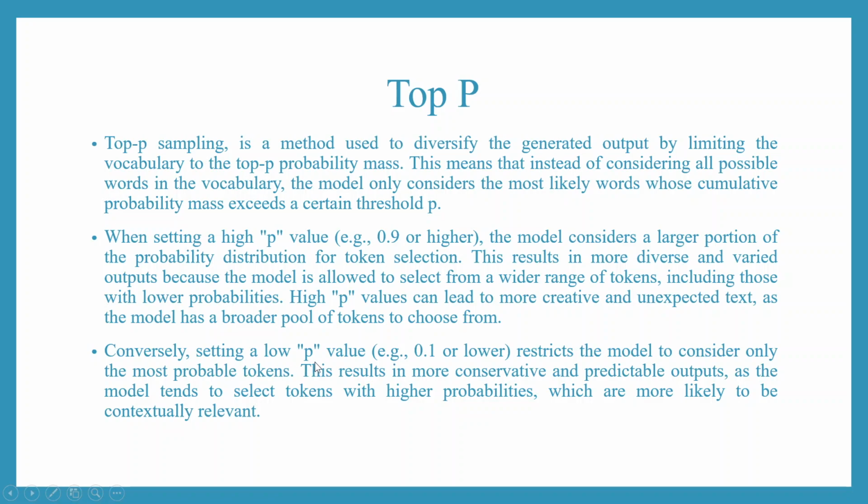Conversely, setting a low p-value, for example 0.1 or lower, restricts the model to consider only the most probable tokens. This results in more conservative and predictable outputs as the model tends to select tokens with higher probabilities, which are more likely to be contextually relevant. Don't worry, I am going to explain the entire concept in upcoming slides.